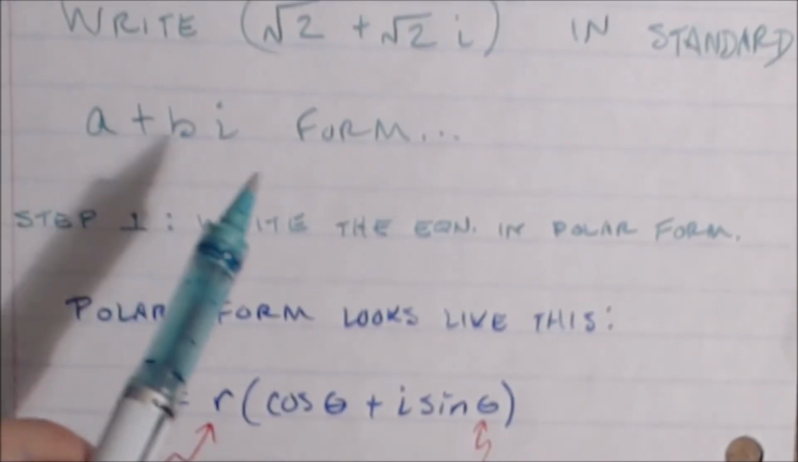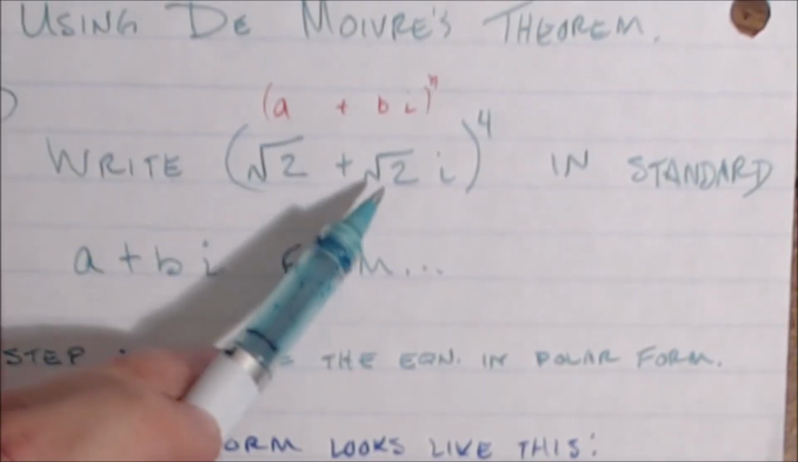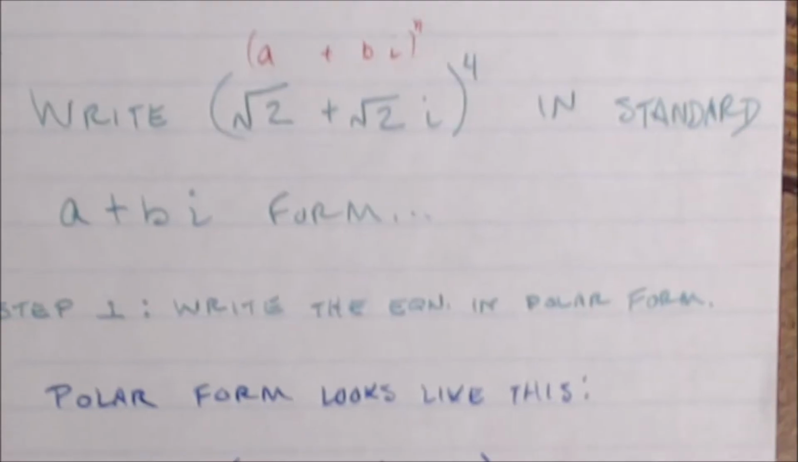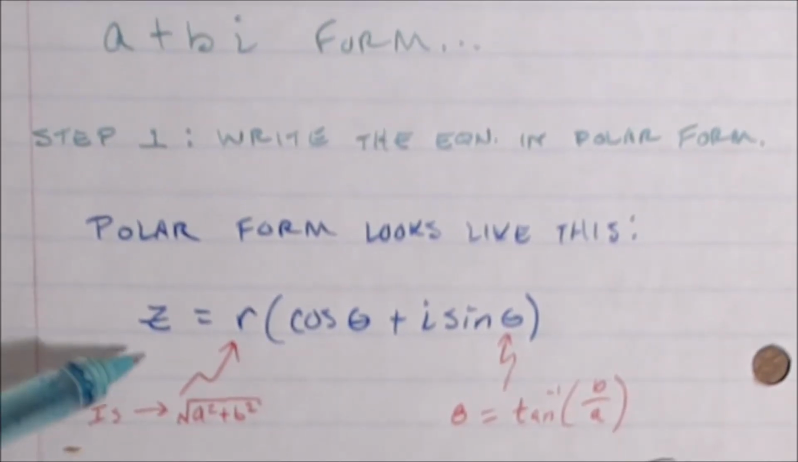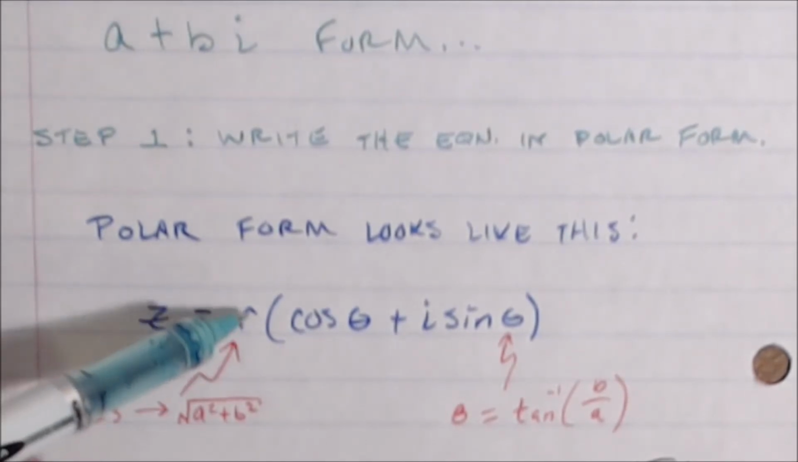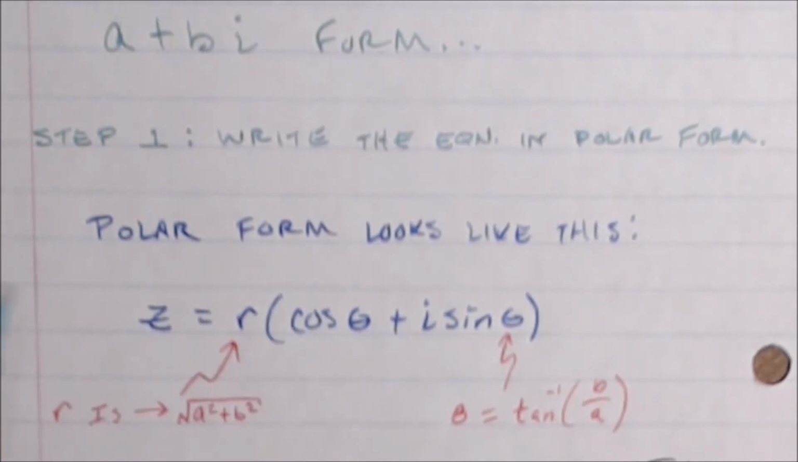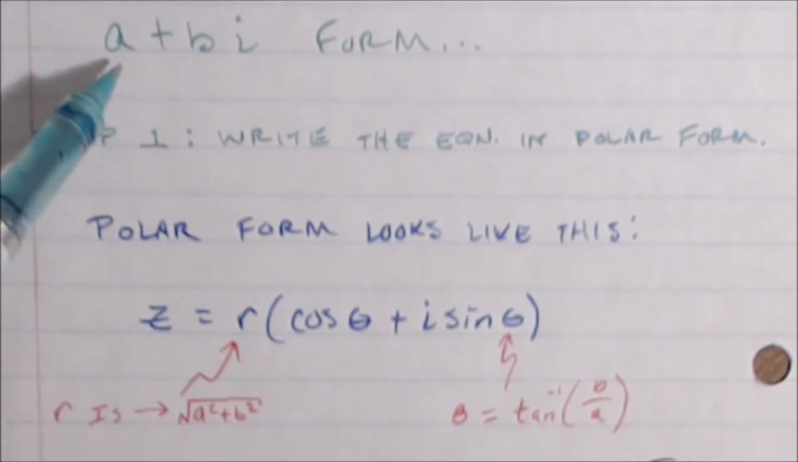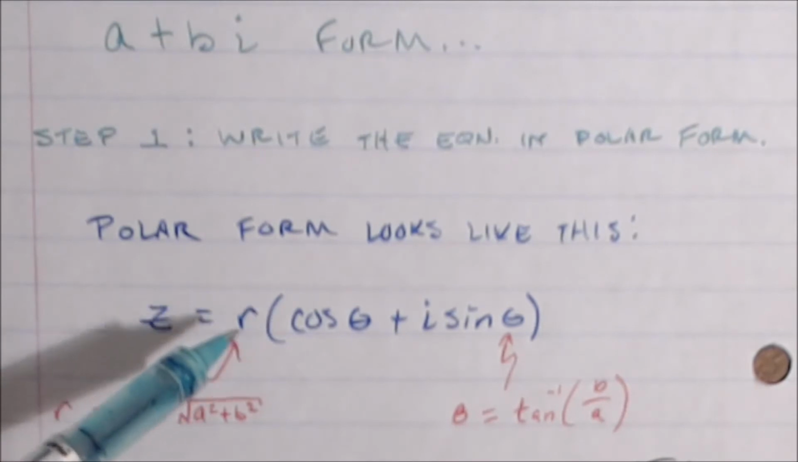So step 1 is to write the equation just in polar form. We're going to take this original equation, root 2 plus root 2i, and rewrite it in polar form. Polar form just looks like this right here. We have z, which is our complex number, equals r times the cosine of theta plus i sine theta. Now, r is just given by the square root of a squared plus b squared. So the same a and b that show up in our equation, if I square this one, square that one, add them together and take the square root, that gives me this r right here.